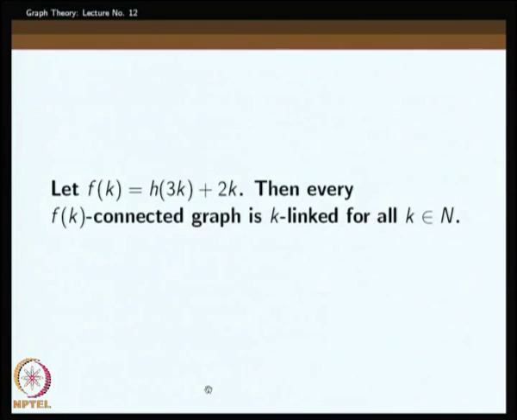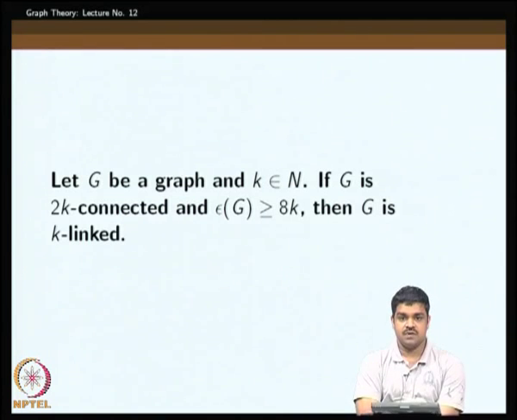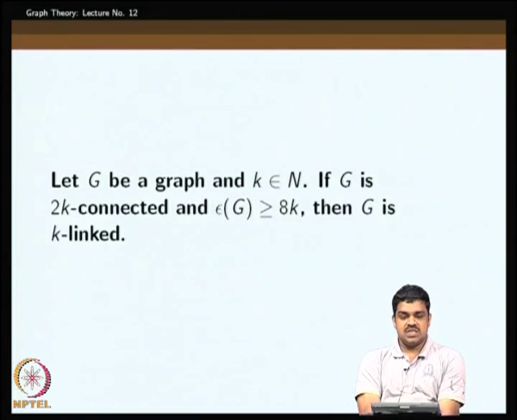A big number, but we are only claiming that there exists a large value of connectivity such that once you have that kind of connectivity, we will get k-linkedness. And finally, to conclude, this theorem has an improved version: let G be a graph and k an element of N. If G is a 2k connected graph and the average degree is greater than or equal to 16k, then G is k linked. This is by Thomas and Wollan.